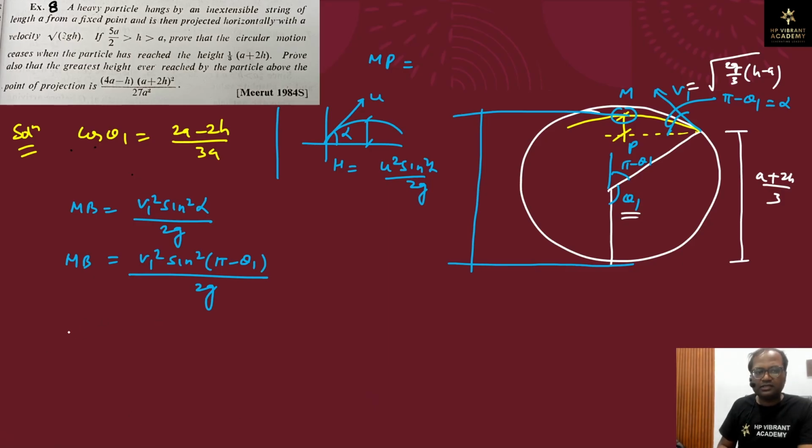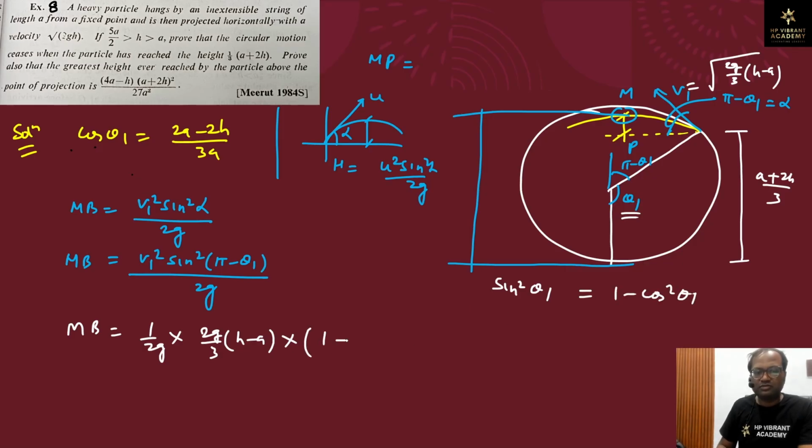So we have the height MB equal to 1 upon 2g into v1 square, which is 2g upon 3 (h minus a) into sine square of (pi minus theta 1). So sine of (pi minus theta 1) is sine theta 1, so this is sine square theta 1. Sine square theta 1 is equal to 1 minus cos square theta 1. So this is equal to 1 minus cos theta 1, which we can write as 2 upon 3 times (a minus h) upon a, the whole square, which is 4 upon 9 times (a minus h upon a) whole square.